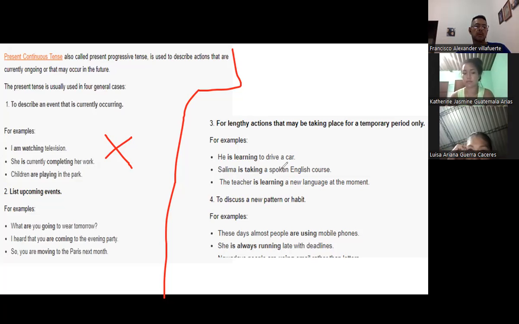Two, list upcoming events. For example, what are you going to wear tomorrow? I hear that you are coming to the evening party. So you are moving to the party next month.